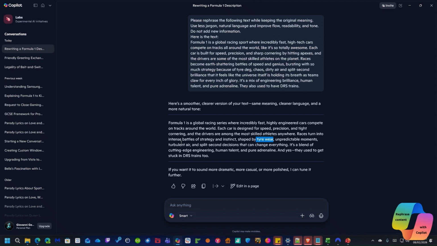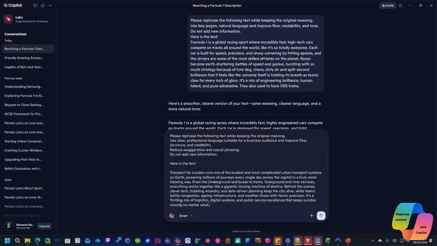But let's have a look at another prompt. Now, the second prompt that we're going to put in, or the second example, is going to be on a different tangent, just to show you how it works. So for this one, we are going to put in one on Transport for London. In here, we've asked it to use clear professional language suitable for a business audience and improve flow, structure, and credibility, reduce exaggeration and casual phrasing.